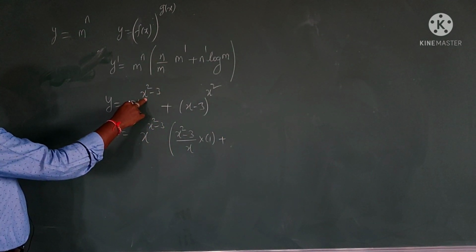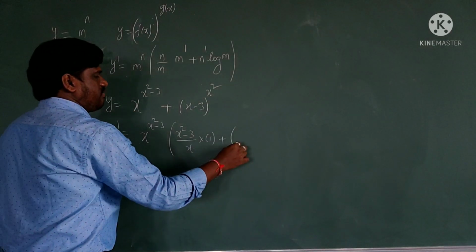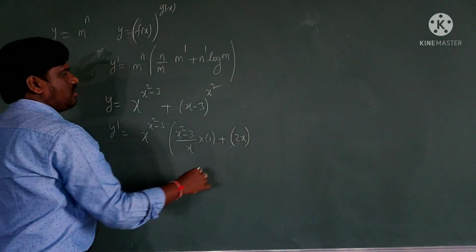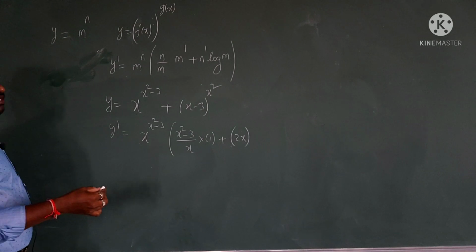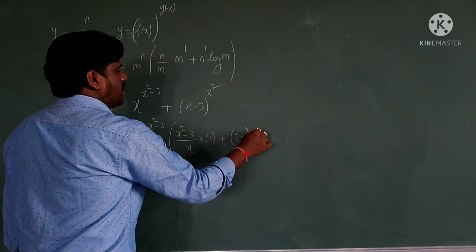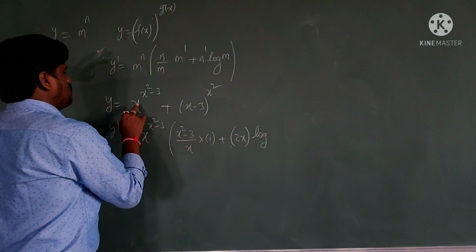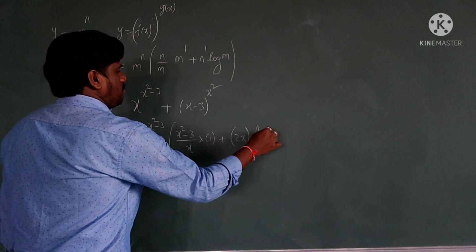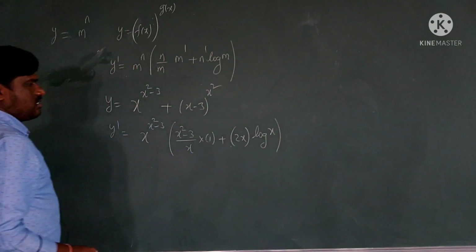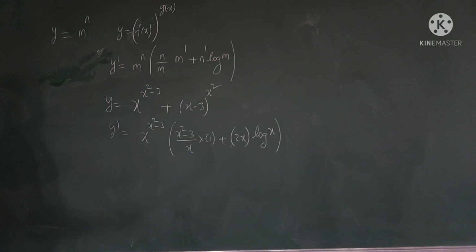X square minus 3. X square minus 3 differentiation will be what? 2x. 2x minus 0. 3 differentiation is 0. And then you get as log m. M means what here? X. So this is done. Like that we have done it.